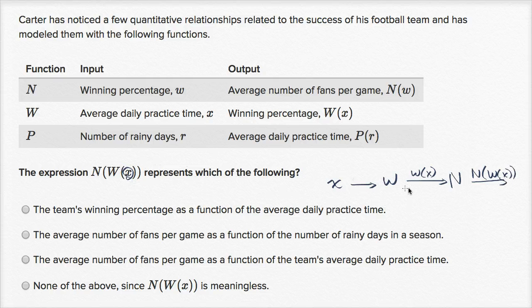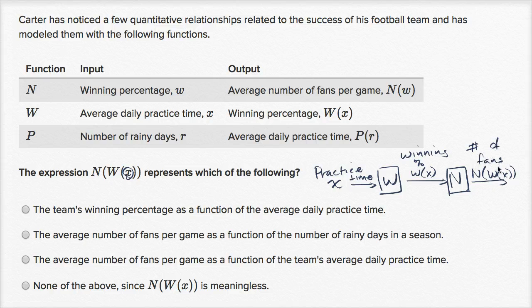So what does the function W do right over here? Well, that's winning percentage as a function of practice time. So you input practice time, and it somehow predicts a winning percentage. And then you take that winning percentage and you input it into function N. Function N is going to output the number of fans per game based on winning percentage. So when you take the composite function, you're actually creating a function that starts with practice time as the input and shows the number of fans that are going to be dependent on your practice time.